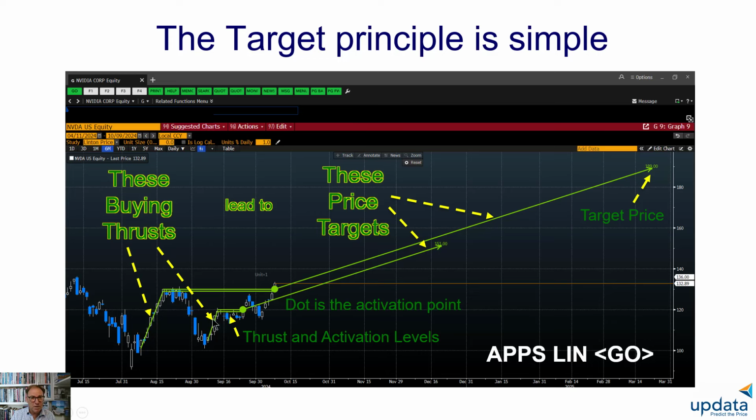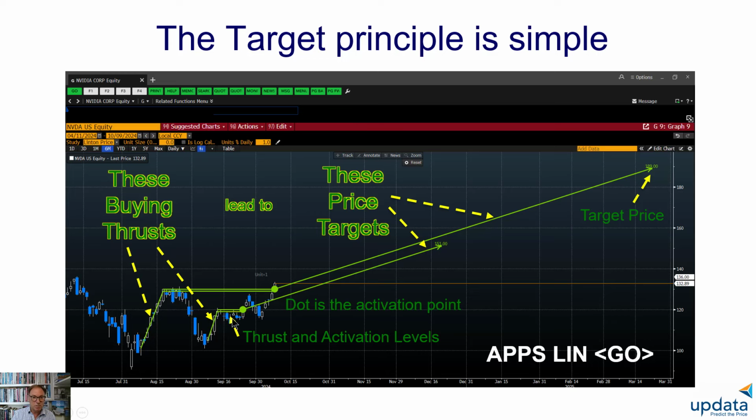These buying thrusts here lead to these price targets. That target price is given as a result of that move, the pullback in price, and then the activation of a unit above. There's another one here which has done the same thing. We pull back and then the activation.